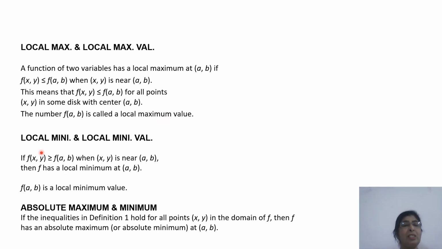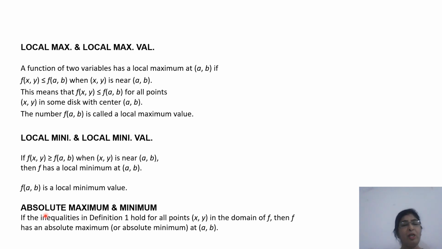Now what is local minimum and local minimum value? If the value of the function at a point (a, b) is less than or equal to the value of the function at the nearby points, then f has a local minimum at the point (a, b), and f of (a, b) is said to be the local minimum value.